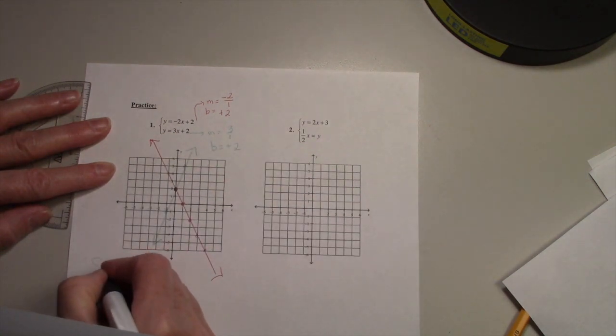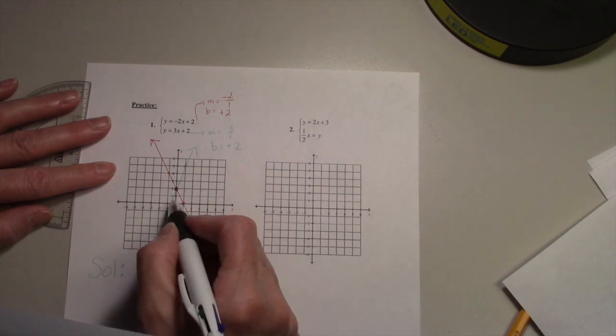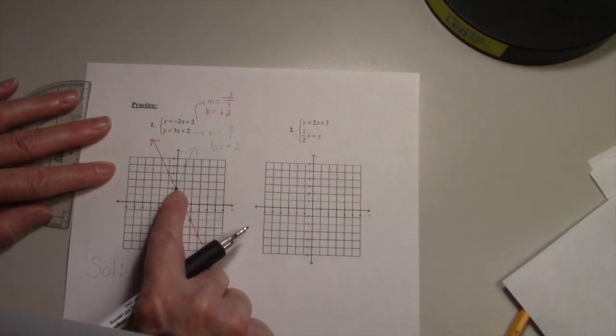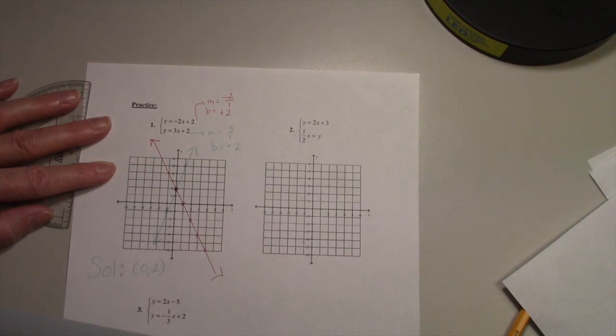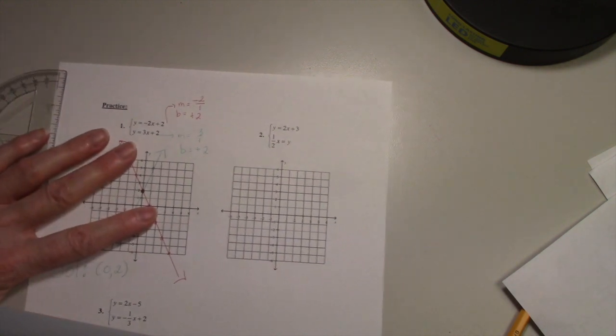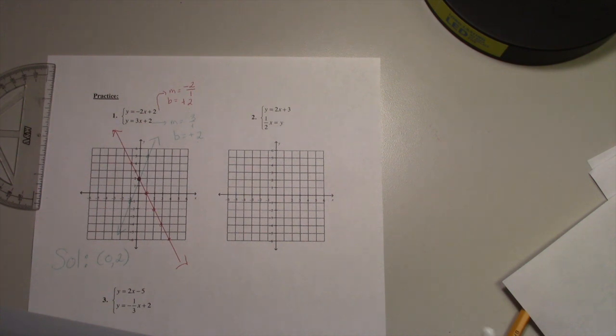So the solution is this point, and it is 0. X is 0, right? 0, but we went up 2. 0, 2. Alrighty. I'll try the next one.